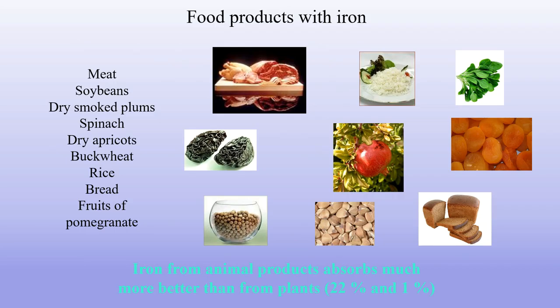And here you can see the pictures of some products. Meat, soybeans, dry smoked plums, spinach, dry apricots, buckwheat, rice, bread, fruits of pomegranate. Iron from animal products is absorbed much better than from plants, 22% and 1%.